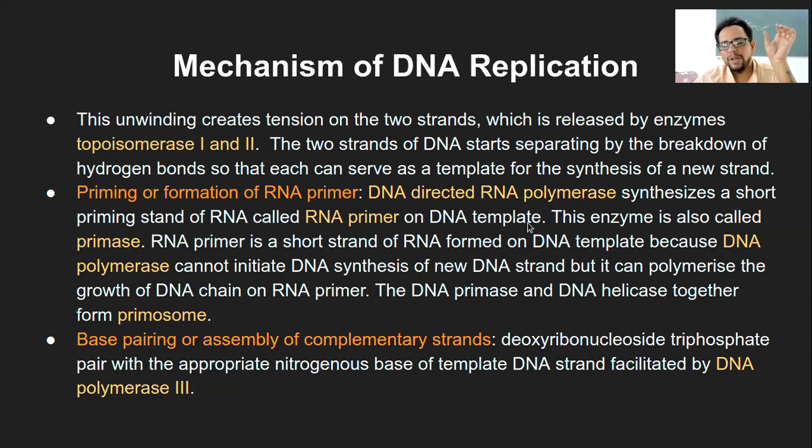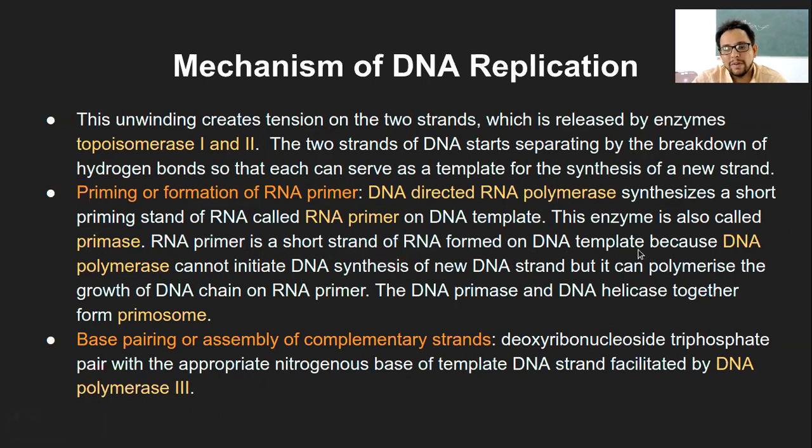So again, we have identified the origin of replication. At that origin of replication, at the starting point, not at the start codon, DNA directed RNA polymerase will go and bind and will create a complementary RNA strand to the DNA template. This enzyme is also called primase because it creates the primer on the DNA strand. Now this RNA primer is a short strand of RNA formed on a DNA template.